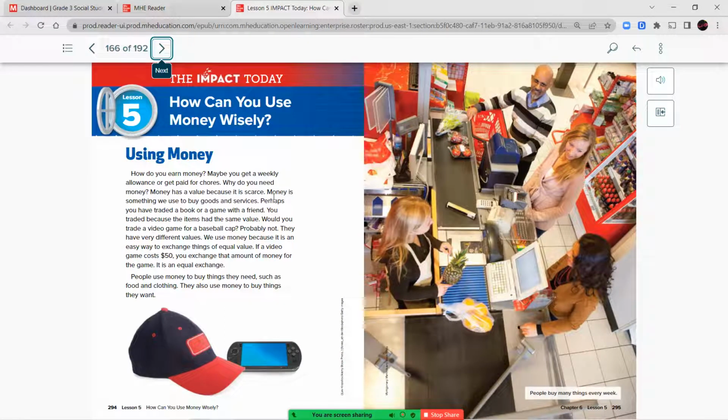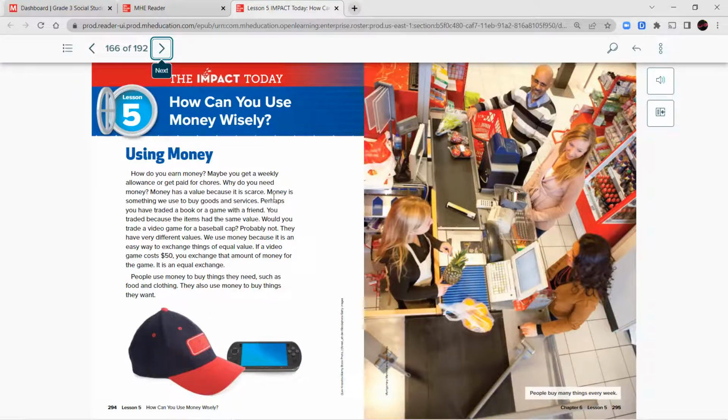Using money. How do you earn money? Maybe you get a weekly allowance or get paid for chores. Why do you need money? Money has a value because it's scarce. Money is something we use to buy goods and services.